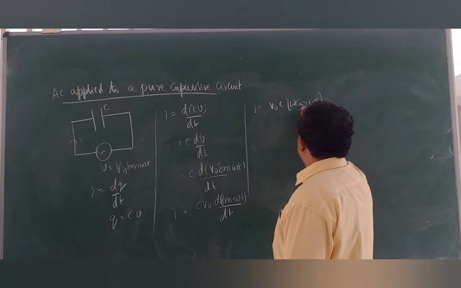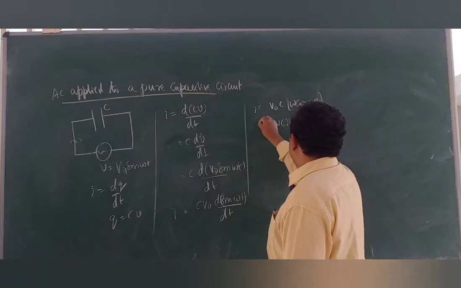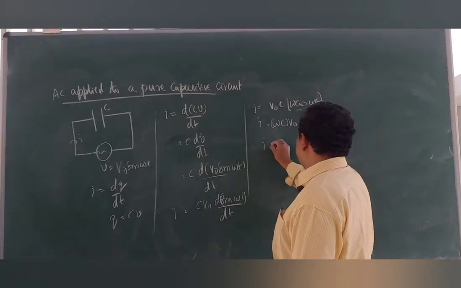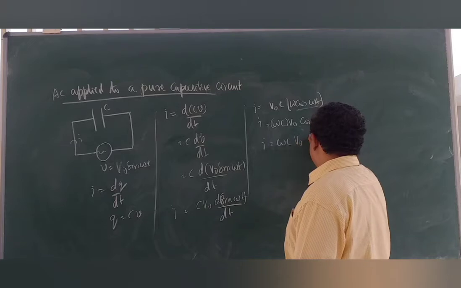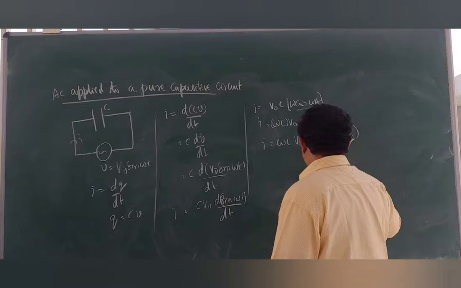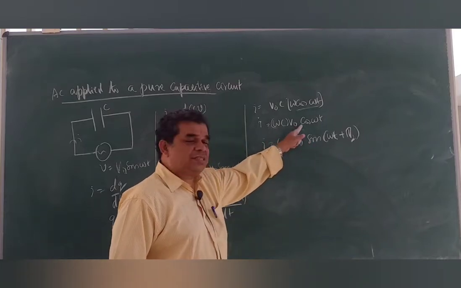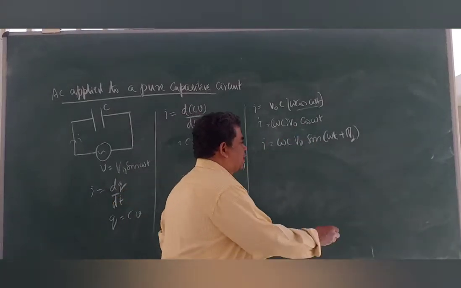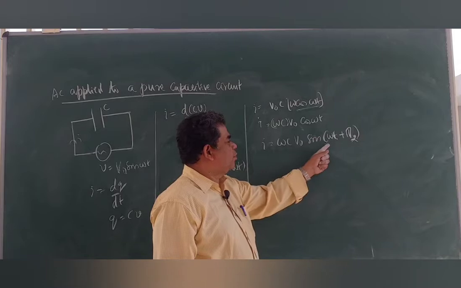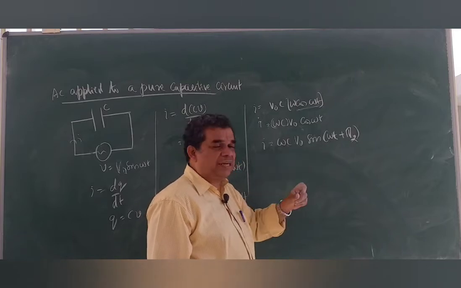If we rearrange the terms, omega C V naught cos omega t, and again we write cos omega t in sin form: I equals omega C V naught sin of omega t plus pi by 2. Observe, in the case of inductance, we wrote minus pi by 2. Why? There we wanted to get minus cos omega t after the sin of A minus B expansion. Here we want to get plus cos omega t. So if we expand sin of omega t plus pi by 2 as sin of A plus B, we get cos omega t. That's why we are expanding it like this.